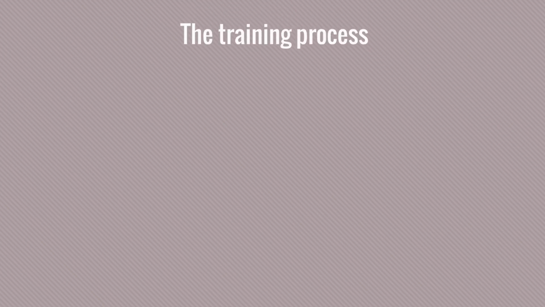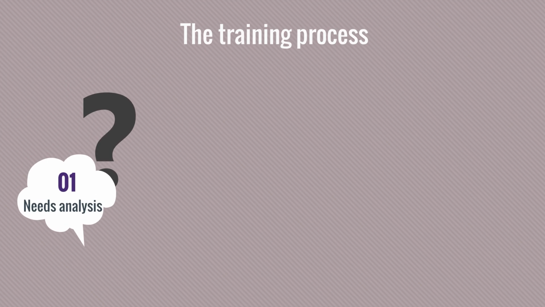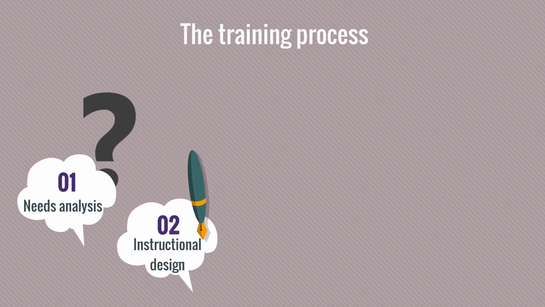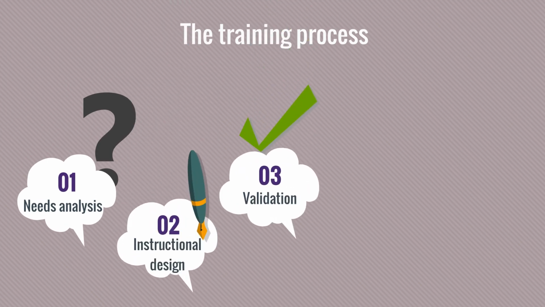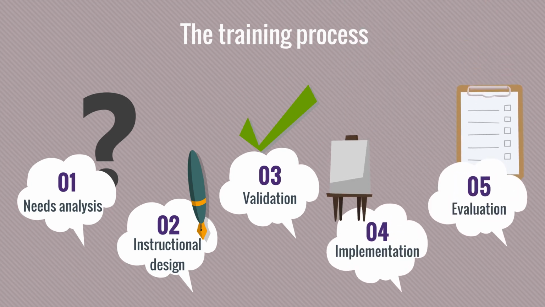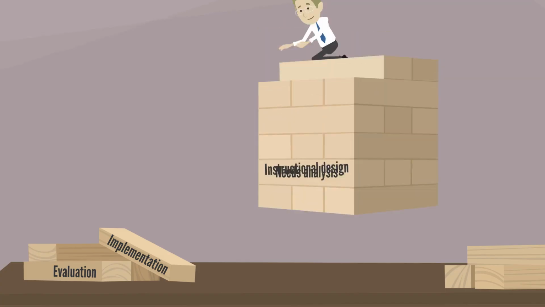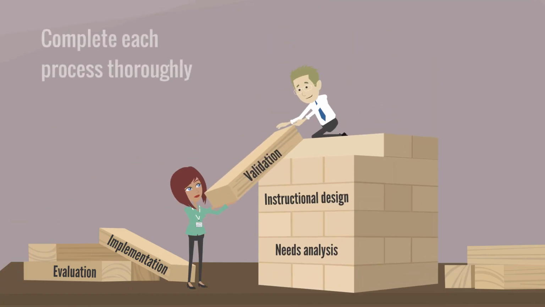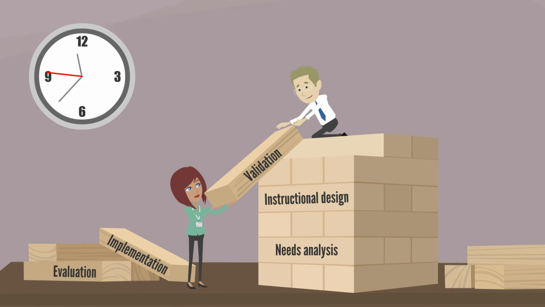The training process includes these 5 steps. 1. Needs analysis. 2. Instructional design. 3. Validation. 4. Implementation. And 5. Evaluation. It is essential that each step in the process be completed thoroughly. This is because each step builds on from each other. The more time and effort spent on the previous step, the better the next step can be.